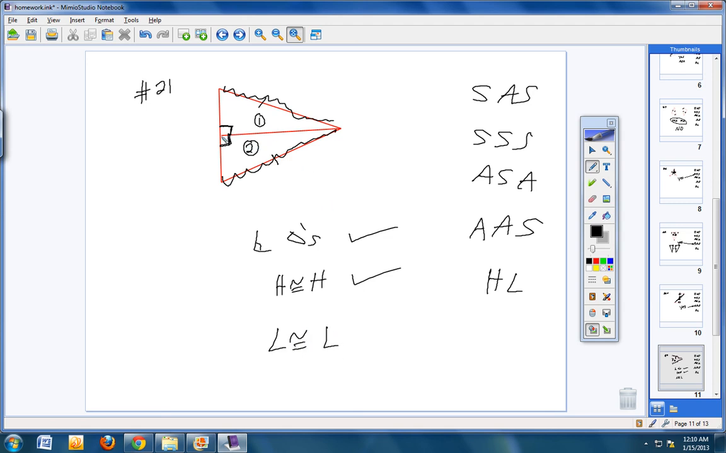Now, do we have a leg congruent to a leg? I say we do. Don't these triangles share this side right here? Sure they do. If you were to split these two, you'd have a triangle like this and a triangle like this, and you would state that this side here is congruent to this side here, so we have a leg congruent to a leg. So yes, we can state these two triangles are congruent by HL.